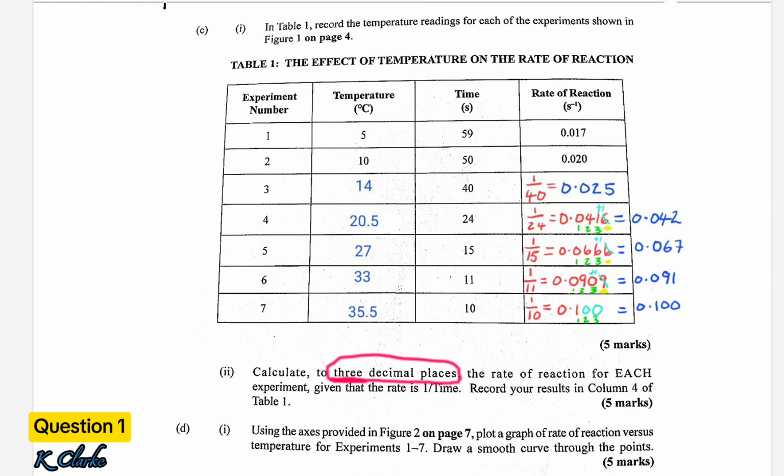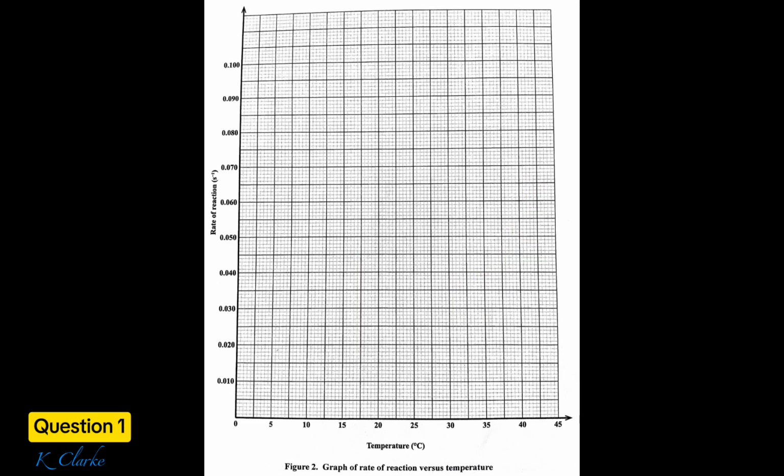D. Part 1. Using the axes provided in Figure 2, plot a graph of the rate of reaction versus temperature. Draw a smooth curve through the points. First, I'm going to label the axes, the vertical axis Y and the horizontal axis X. Based on the scale for the Y-axis, we are going to deduce the value for each small line. 2 centimeters equals 0.010. Therefore, 1 centimeter equals 0.005.